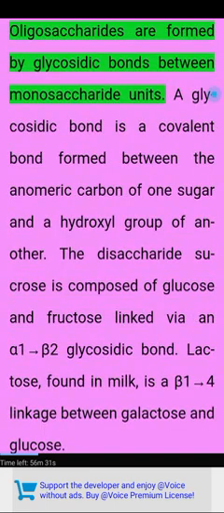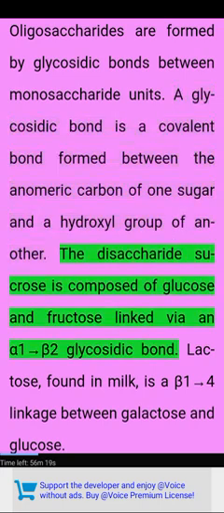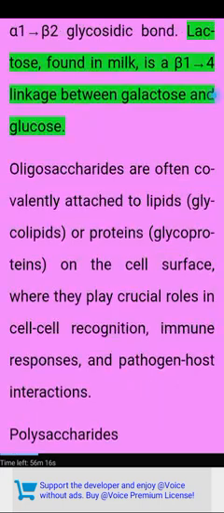Oligosaccharides. Oligosaccharides are formed by glycosidic bonds between monosaccharide units. A glycosidic bond is a covalent bond formed between the anomeric carbon of one sugar and a hydroxyl group of another. The disaccharide sucrose is composed of glucose and fructose linked via an alpha 1→beta 2 glycosidic bond. Lactose, found in milk, is a beta 1→4 linkage between galactose and glucose.